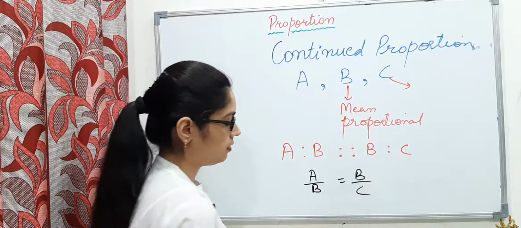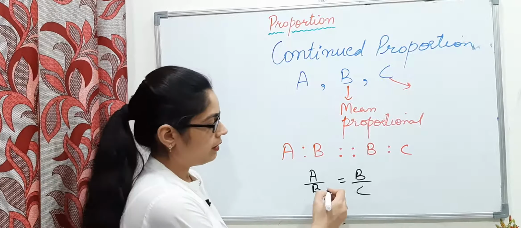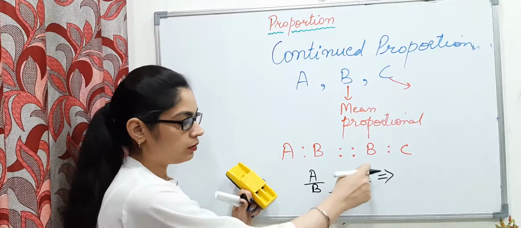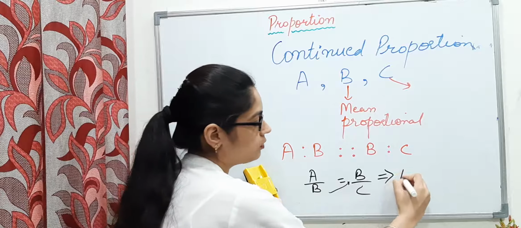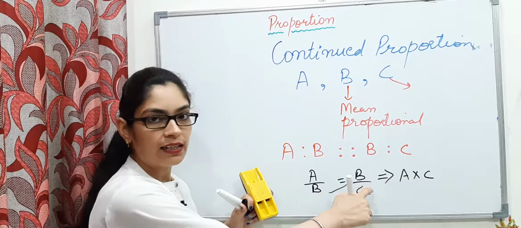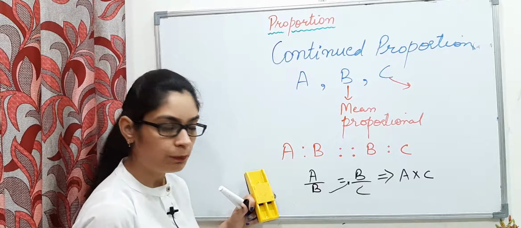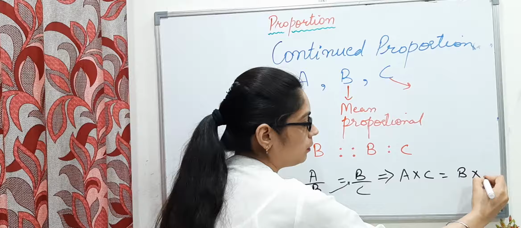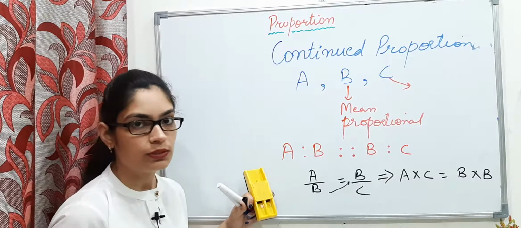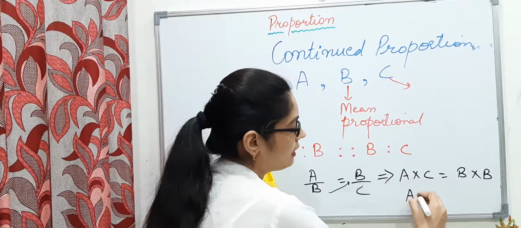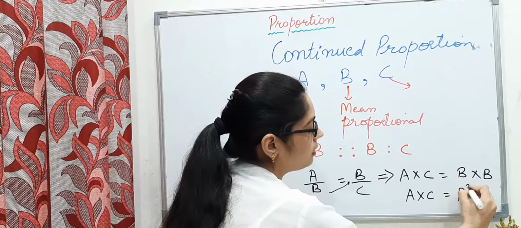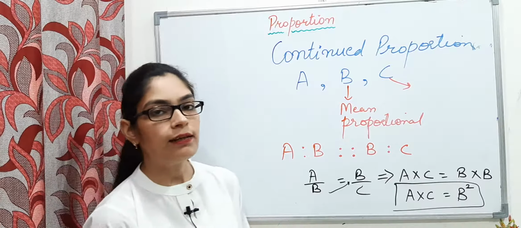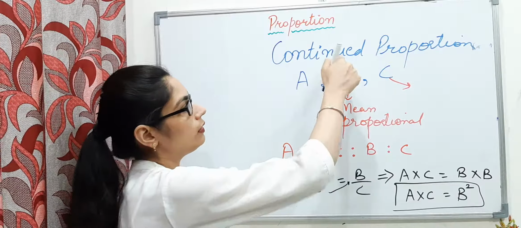B by C. So now here if we do cross multiplication, B will go there and C will come this side. So A into C, because C is getting divided this side, on changing the side it will get multiplied. Same, B is getting divided this side, on changing the side it will get multiplied. So A into C is equals to B into B, or we can say A into C is equals to B into B, which is B square. So this formula we can use while calculating the questions related to continued proportion.